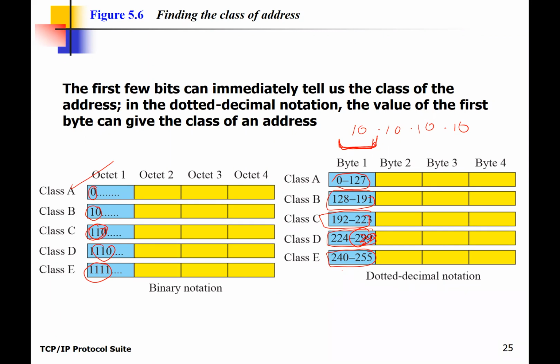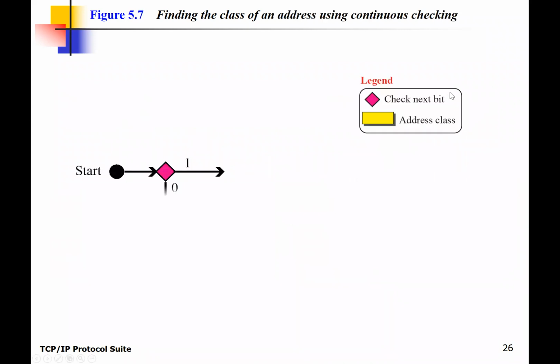Again, one of the questions in the exam will be: I will give you an IP address, and you tell me what class it is. A, B, C, D. Simple. All right. So the other way to check if this is class A, B, C is just to follow this chart. You check the first bit, and if the first bit is 0, then you will know right away it's class A.